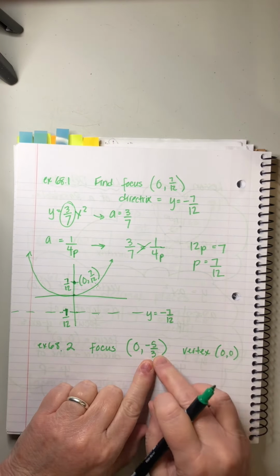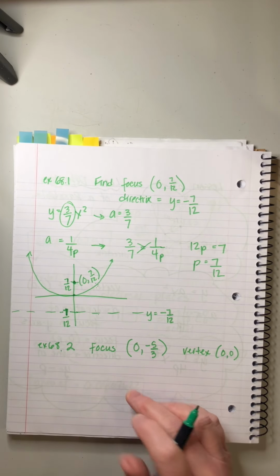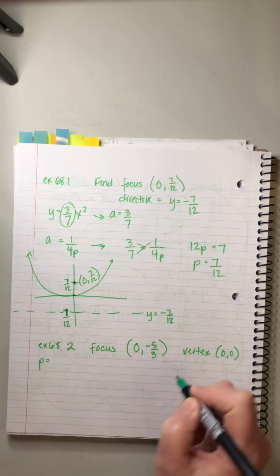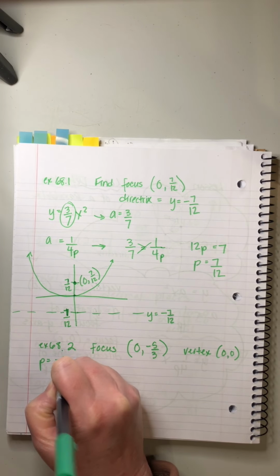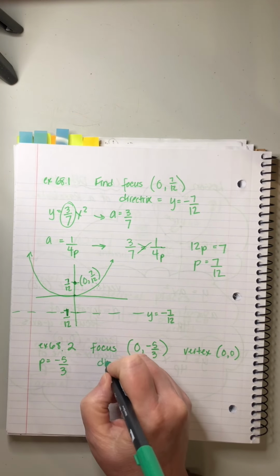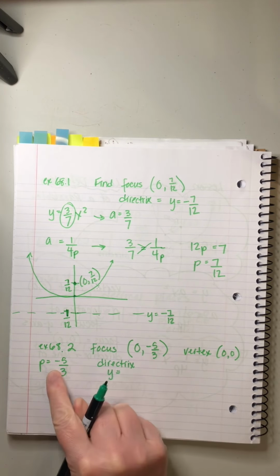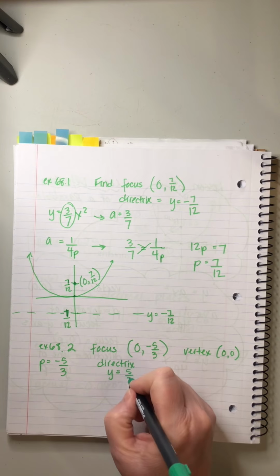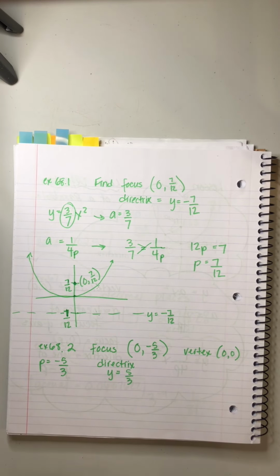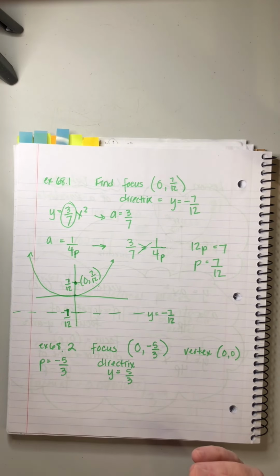We know that the focus is 0, p. Aha! So p equals -5/3. That means we know that the directrix is at y equals the opposite sign, 5/3. So what I'm starting to gather is that this parabola must open down because the focus is always inside the parabola and the directrix is outside the parabola. So that's starting to make sense.